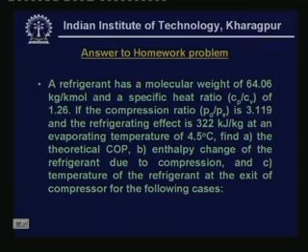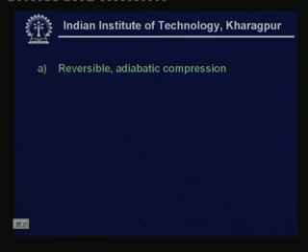Before I leave, let me give the answers to the homework problem given in the last class. I asked you to calculate the COP, enthalpy change, and the temperature of the refrigerant for the following 3 cases. First is the reversible adiabatic compression. The answers are COP is 6.98, enthalpy change is 46.15 kilojoule per kg, and the temperature at the exit is 78 degrees centigrade.